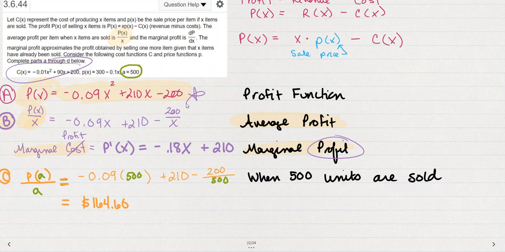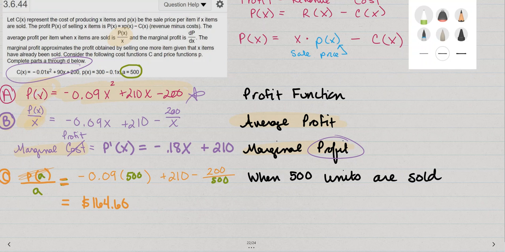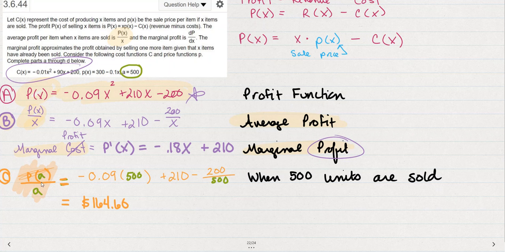And then part C asks us to find the average profit when 500 units are sold. And when 500 units are sold, oops, let me change to a highlighter. That's what I meant to do. The profit of 500 units divided by 500 units is going to give us the average profit. So all I'm doing is substituting in the 500 for x, and I'd get $164.60.